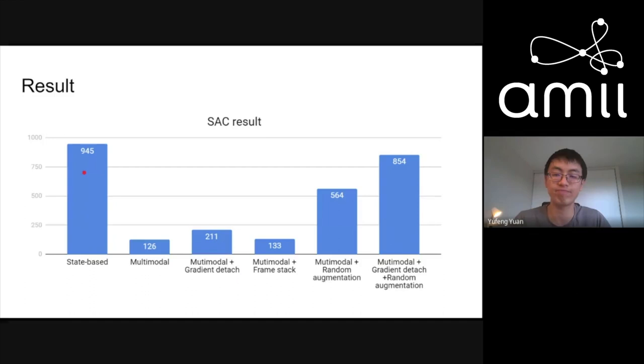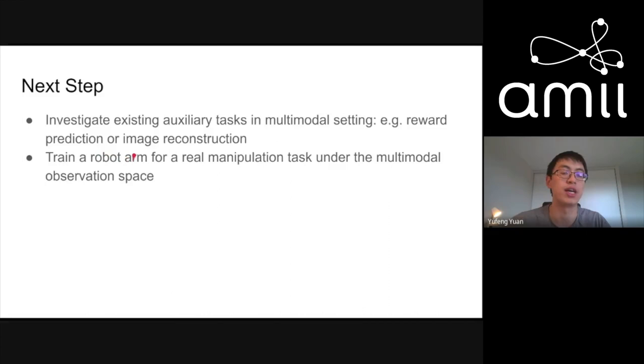So our next step is to investigate the existing auxiliary tasks in this multimodal setting, for example, reward prediction or image reconstruction loss, to see if those auxiliary tasks would help in the multimodal setting. And then we would like to train a robot arm for a real manipulation task under this multimodal observation space.